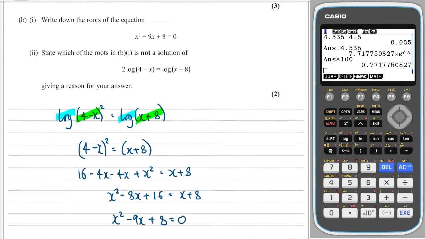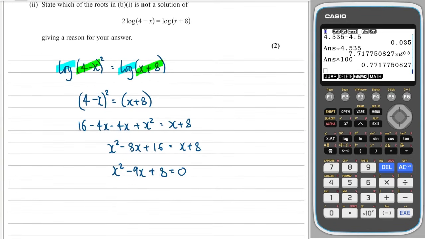State which root is not a solution. Okay, well first off we need to find the roots, and we can do that by factorising. We can have x minus 1 and x minus 8, times together to give you positive 8, add together to make minus 9, so that is correct. And we can get x equals 1 and x equals 8.